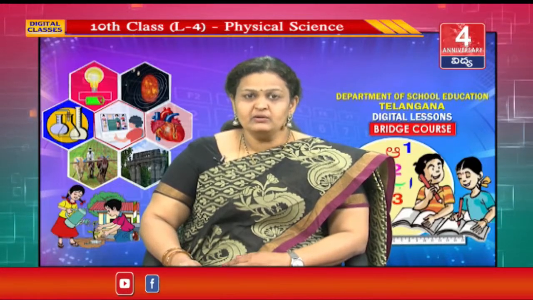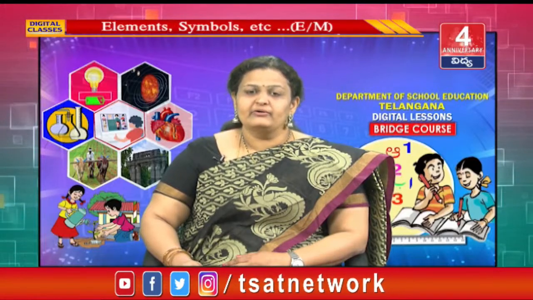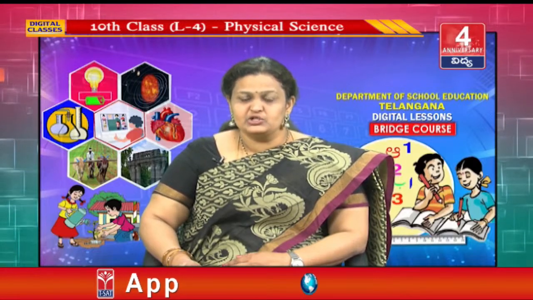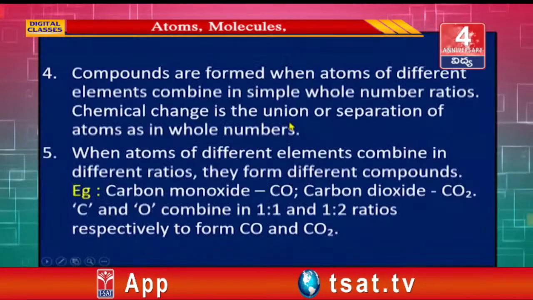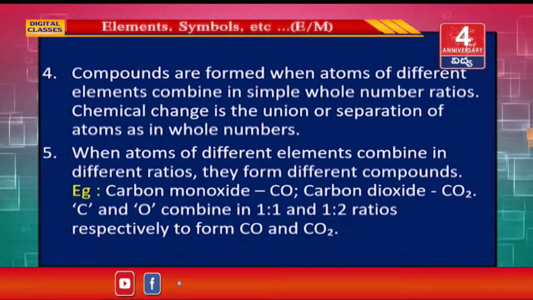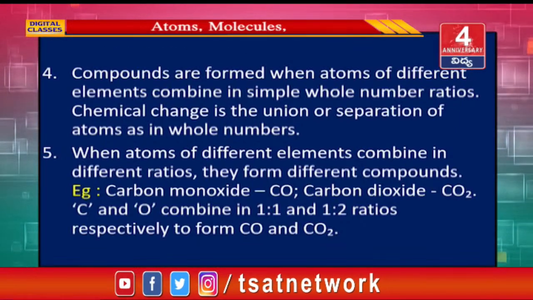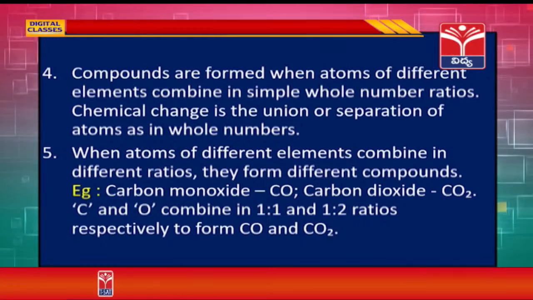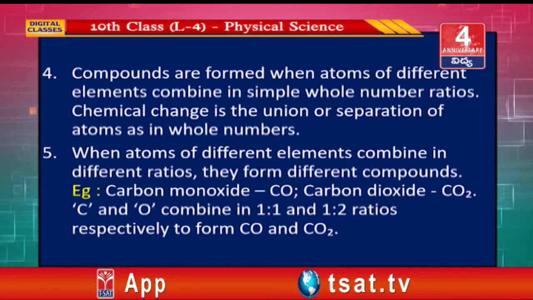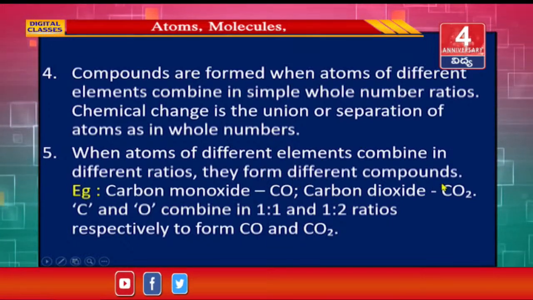Now let us go for the fourth postulate. The fourth postulate says compounds are formed when atoms of different elements combine in simple whole number ratios. Chemical change is the union or separation of atoms as in whole numbers. So children, here there is no scope of any parts, right children? The compounds are formed in whole number ratios like 1:1, 1:2, 2:3 in these forms. When atoms of different elements combine in different ratios, they form different compounds.